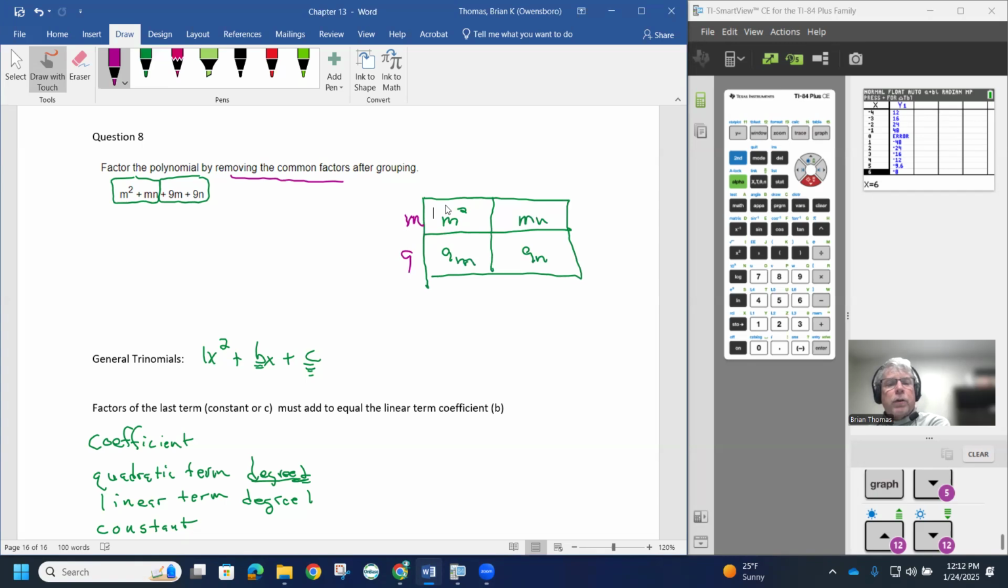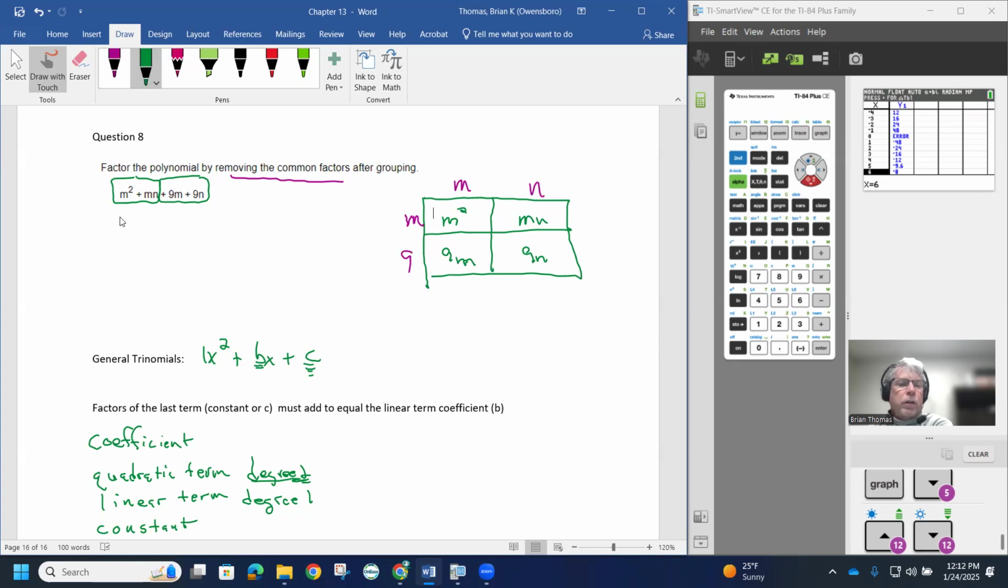Now I can complete the top row. The way the top row works is you have to multiply by m to get an m squared. That means I'm missing an m. So m times m does give me m squared. And then I look at this position. What times m gives me mn? It looks like I'm missing the n. Now notice that we've already got this edge. m times 9 is 9m, n times 9 is 9n. Since these outside edges become my factors.